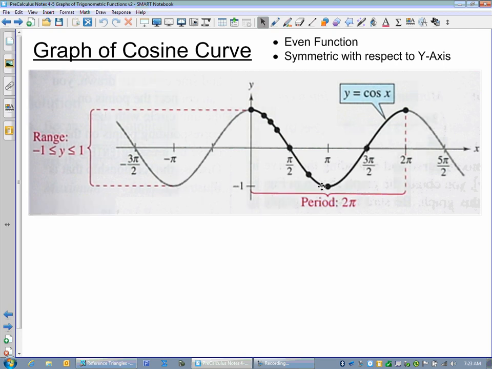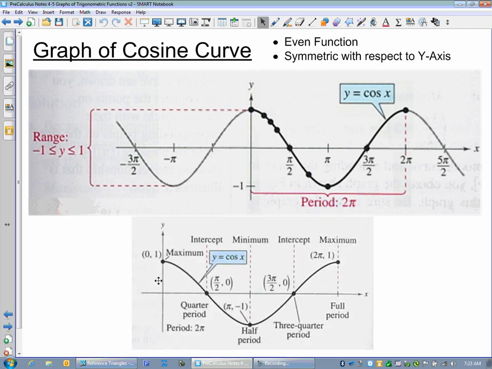This is the same shape as the sine curve, we start at a little different spot. The left endpoint, rather than starting in the middle, starts at the maximum. So we start at the maximum, go down to the intercept in the middle, down to the minimum, back to the intercept, and then back to the maximum. That is our first cycle of the cosine curve. So for graphing, these are going to be the 5 key points. The left endpoint and the right endpoint are both going to be at the maximum.